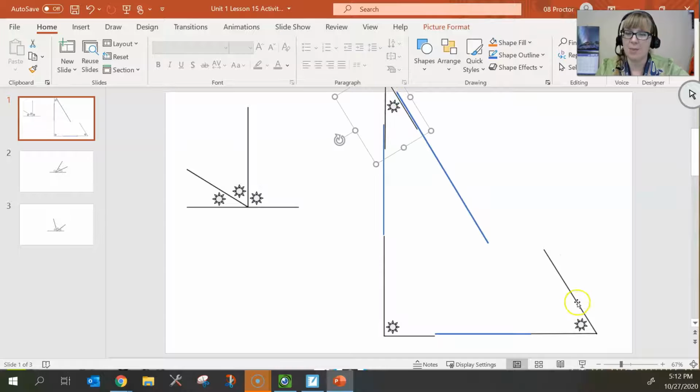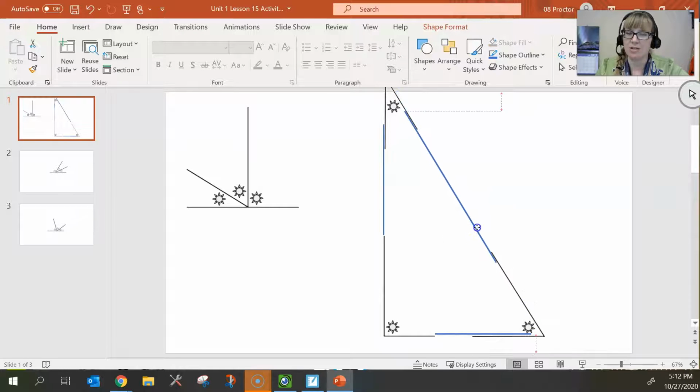Looks like I can maybe squish this in a little bit. Oh, there we go. It's looking a little bit better now. Squishing that in just a bit more, squishing that down, and now it looks like I'm able to create that triangle. So you just have to play around with it a little bit, but you can form that triangle.